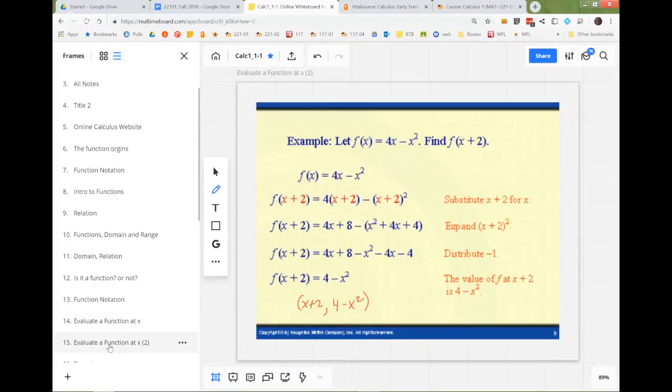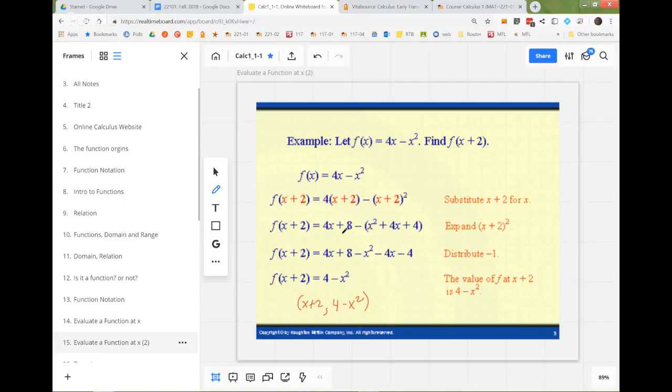So here's another one. Now, you're going to notice a different kind of f of here. So this time, we have the function 4x minus x squared. What's f of x plus 2? So x is replaced by x plus 2. So what do we do? We go into the function and we plug in an x plus 2 wherever there was an x. You'll see that right here. And of course, then we know how to do that.